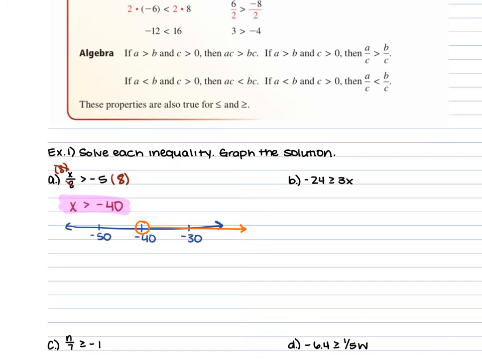For B, we have negative 24 is greater than or equal to 3x. So we're going to start by dividing each side by that 3 to get x by itself. We're going to have negative 8 is greater than or equal to x.